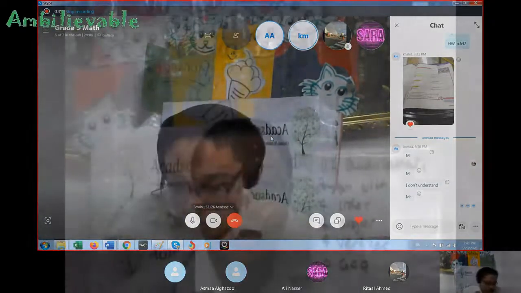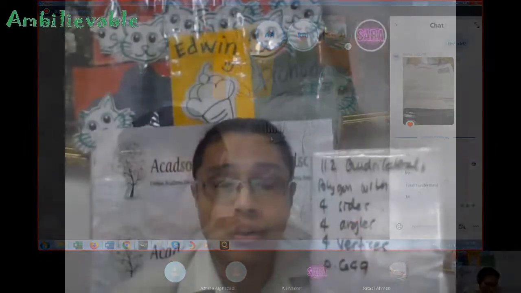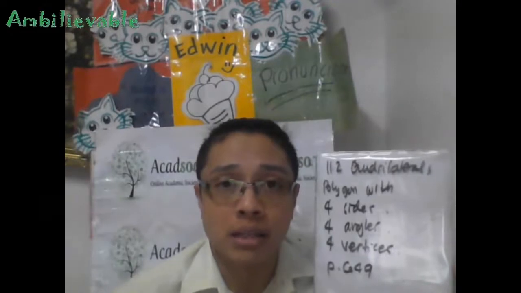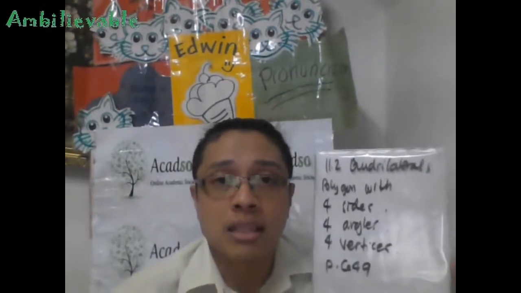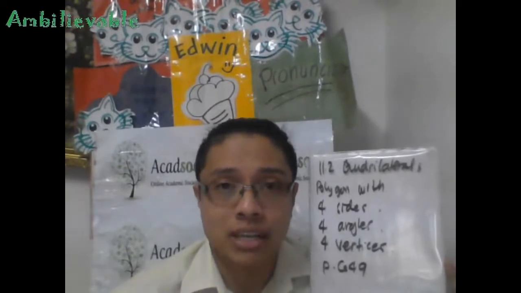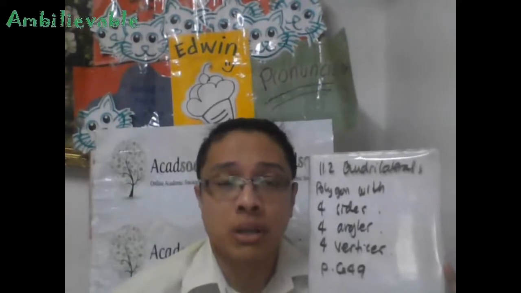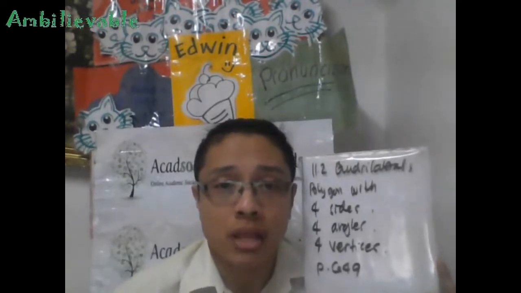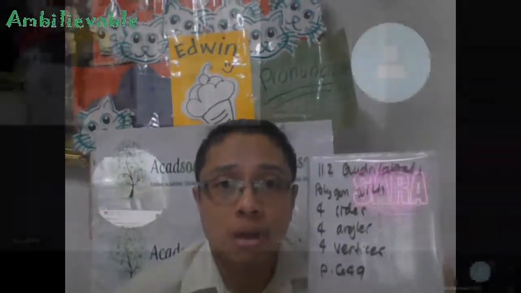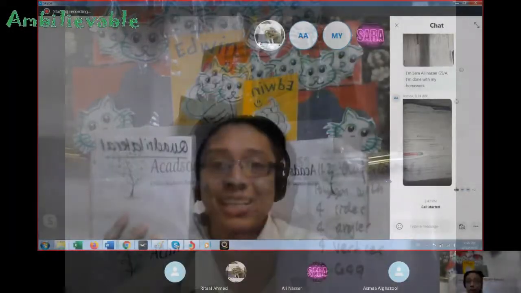Second one. Good morning, grade 5. Today, our lesson is all about quadrilaterals. Remember that a quadrilateral is a polygon that has four sides, four angles, and four vertices. Page 649. We will discuss the different kinds of quadrilaterals: square, rectangle, parallelogram, rhombus, and trapezoid.